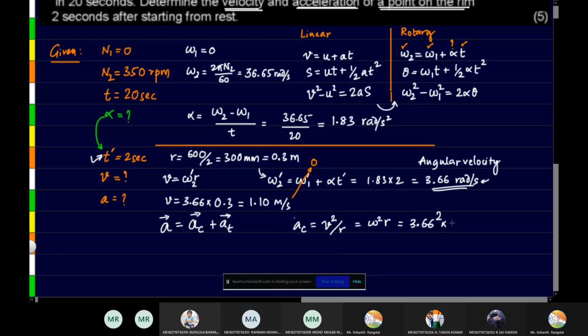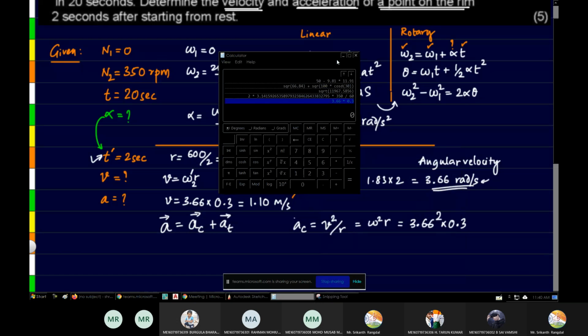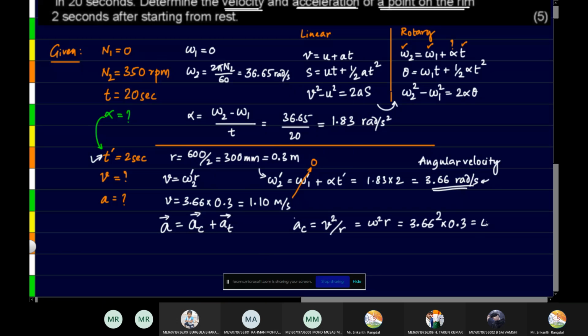What is the radius? 0.3. Yeah, so find this acceleration. 3.66 square. 4.019, sir. 4.019. After the point, we just want two decimals, so let's take 4.02. Unit is meters per second square. Next, let us find the tangential acceleration. What is the formula for tangential acceleration?